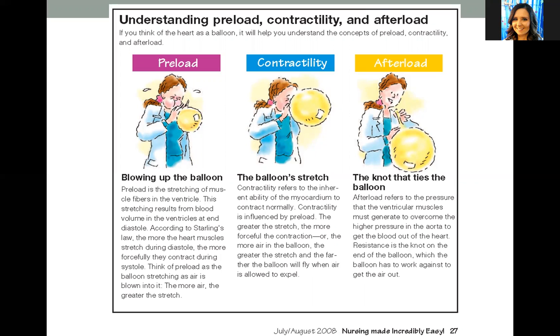So vasodilators, remember they decrease blood pressure because they vasodilate. They're going to decrease our preload. However, if they also arterial vasodilate, like nitroglycerin, that'll also affect our afterload. So nitroglycerin actually affects both preload and afterload because it vasodilates venously and arterially.